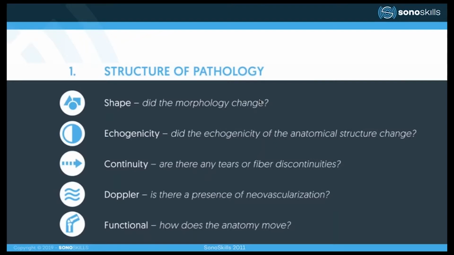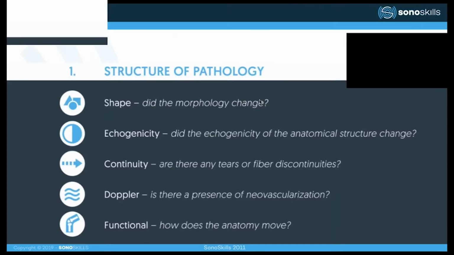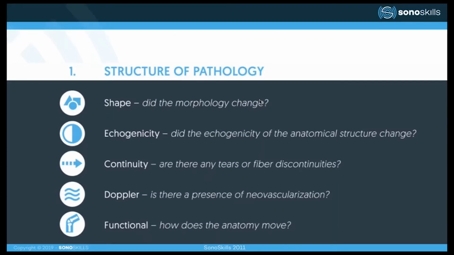And then we're going to check with Doppler to see for neovascularization. It tells you a little bit about the inflammation process. But also very important, and I think this is where ultrasound has a great benefit, is function. How does the anatomy move? So while scanning, try to move the tissue and see how it goes. This checklist is used for pathology recognition, and you can use it for tendons and muscles and nerves, even partly for bone. So all kinds of tissues can be checked with this checklist.